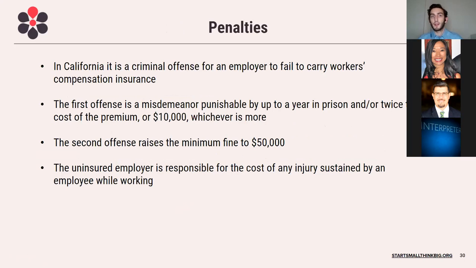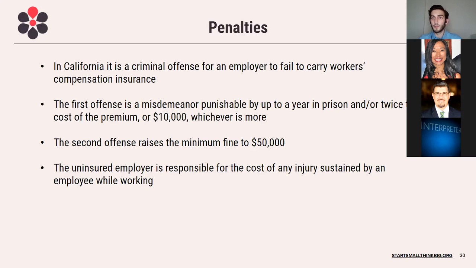So in California, it's a criminal offense to fail to carry workers' compensation insurance. So if you have an employee and you fail to purchase it, you can be prosecuted for that. The first offense is punishable by up to a year and twice the cost of the premium or $10,000, whichever is more.